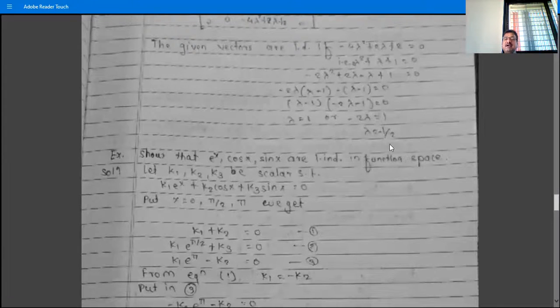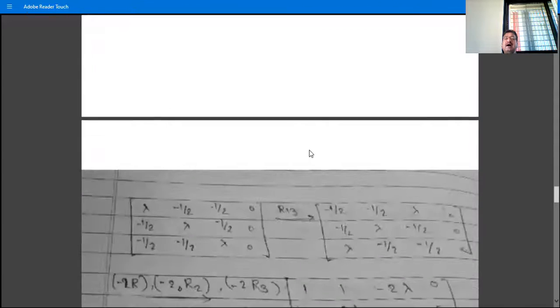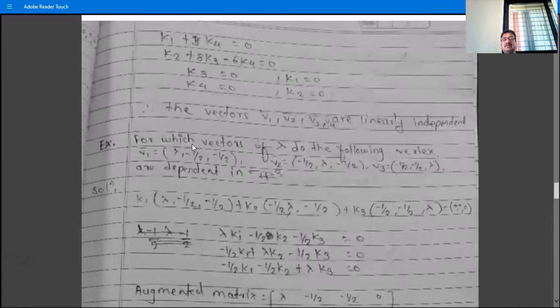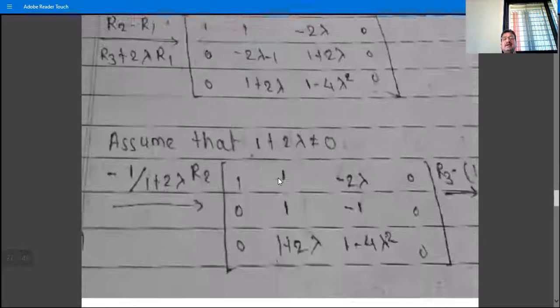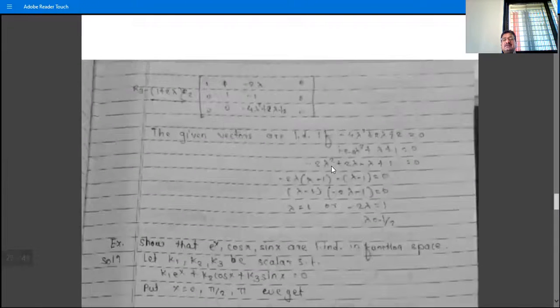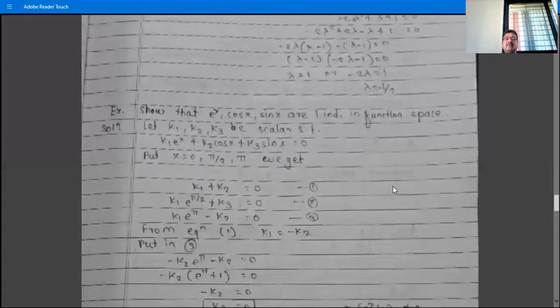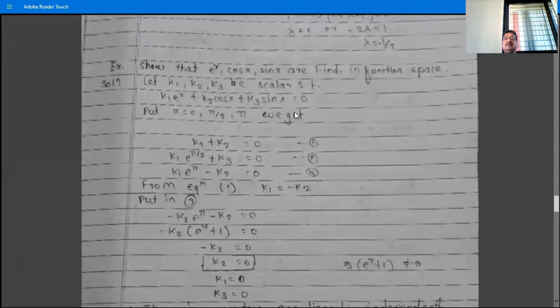If we take lambda as 1 or lambda as minus 1 half, then these three vectors v1, v2, v3 are linearly dependent in R3. So the vectors v1, v2, v3 are linearly dependent if lambda is either 1 or lambda is minus half. So similarly, we will solve the remaining examples in the next lecture.